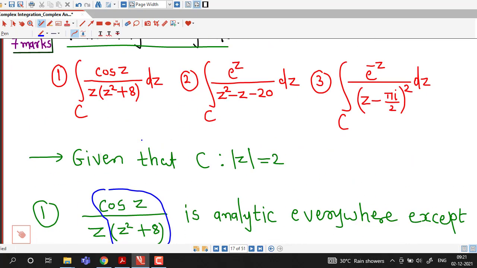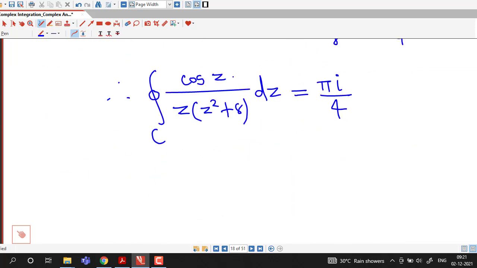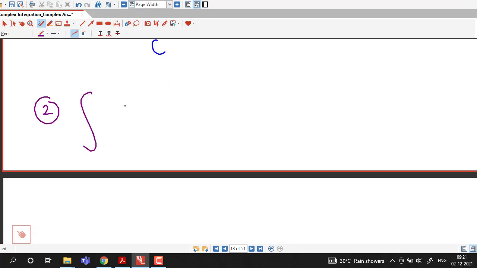Okay, fine. So now we come to this integral e raised to z over z square minus z minus 20. So now we try to evaluate that second part, integral e raised to z divided by z square minus z minus 20 dz. Contour is same, mod z equal to 2.